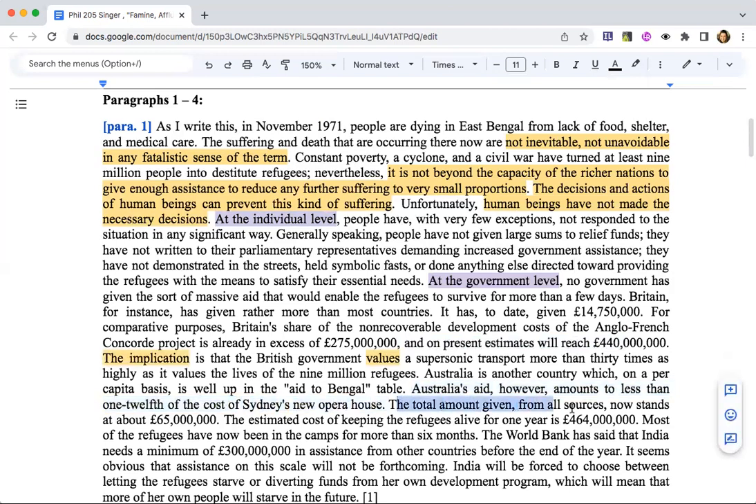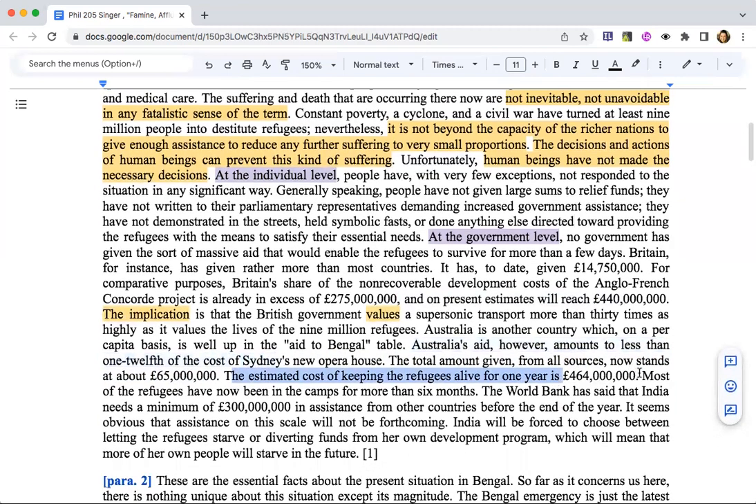The total amount given from all sources now stands at about 65 million pounds. The estimated cost of keeping the refugees alive for 1 year is 464 million. Most of the refugees have now been in the camps for more than 6 months. The World Bank has said that India needs a minimum of 300 million pounds in assistance from other countries before the end of the year.